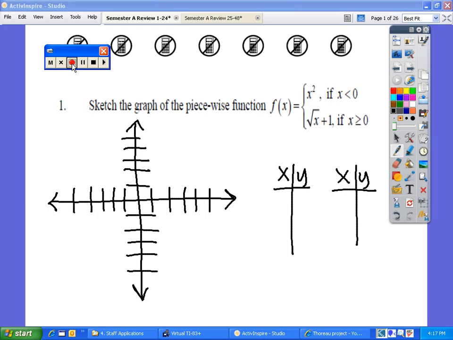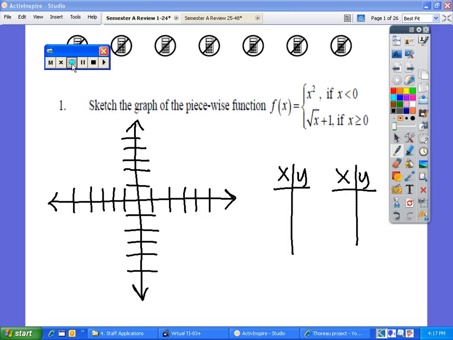Please make sure that you take a moment to try to watch all 4 videos. They will be available to you tomorrow, Thursday, January 12th. Alright, let's get started with the first question. First question says, sketch the graph of the piecewise function.